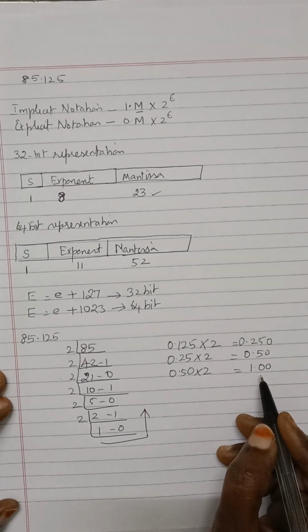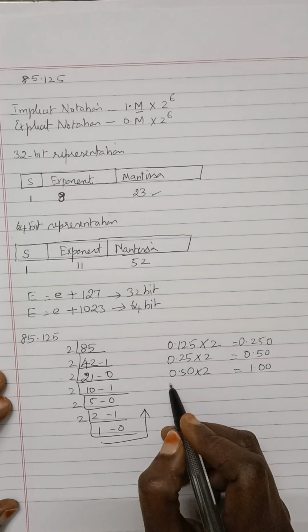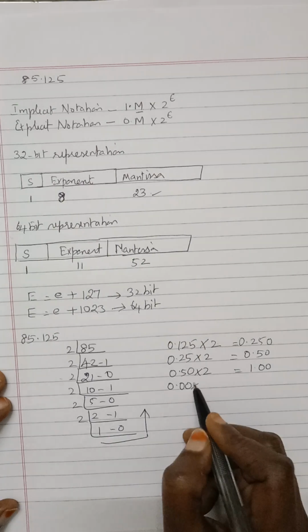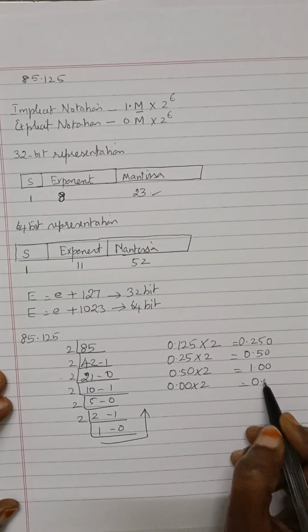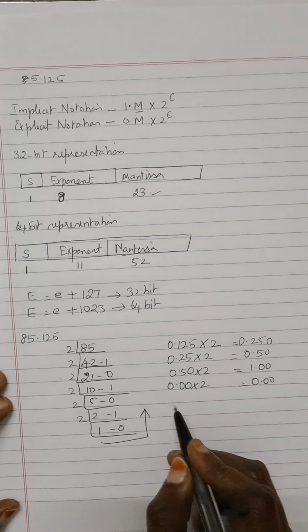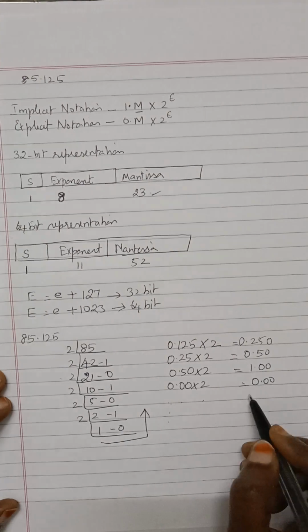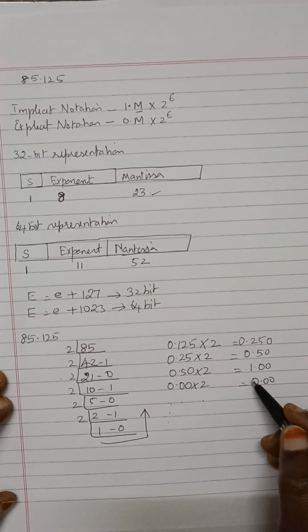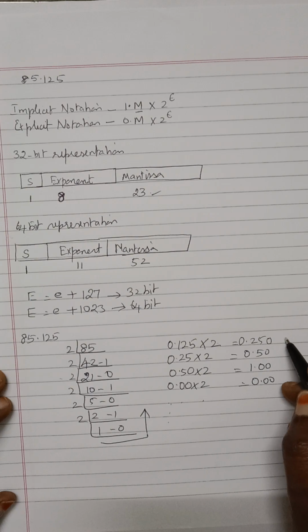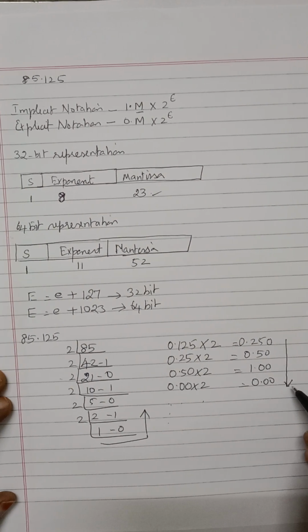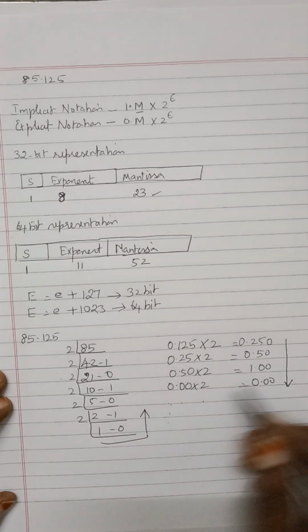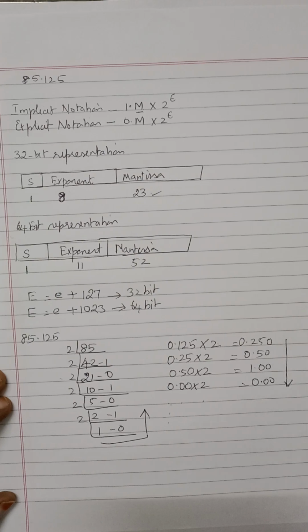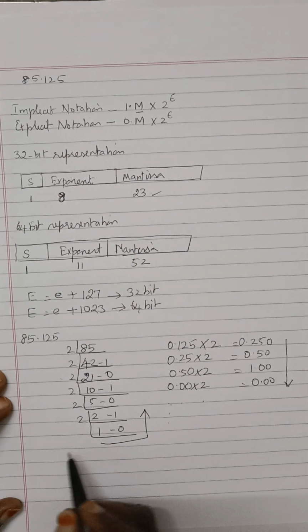Now when you have to take only the decimal part, we will take 0.00 into 2, which will be again 0.00 only, no values. Even if you repeat any number of times, the value will be 0 only. So here how will you take the values? You will take from top to bottom. Here we take from bottom to the top, and here we'll take from top to the bottom. Now we'll write the values.